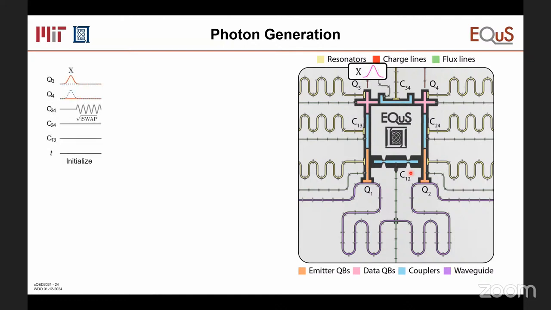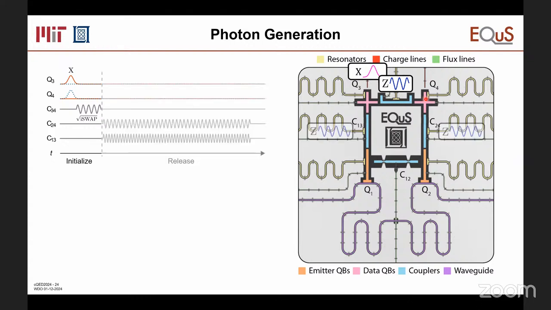Everything starts in the ground state. We'll do a pi pulse on qubit 3. We'll then parametrically drive this coupling. It's Z with respect to the coupler, but it's a transverse coupling between 3 and 4 to create an entangled state. It's an iSWAP gate, square root of iSWAP. That creates the entangled state.